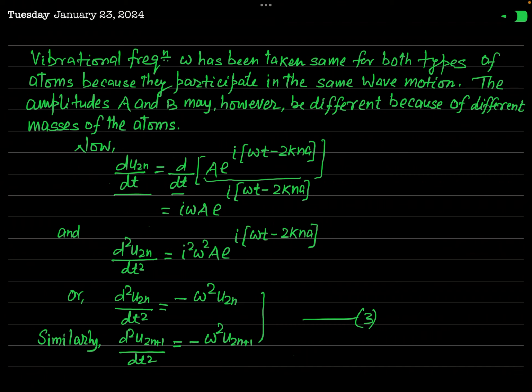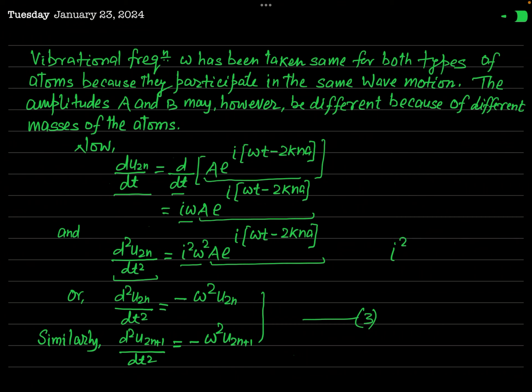Now when you differentiate it, you can see this will be i omega times a e to the power i(omega t minus 2kna). Now again differentiate it. So after the second differentiation we write d2u2n by dt square, and that will be equal to, again i omega will be outside, so this will be i square omega square times a e to the power i(omega t minus 2kna).